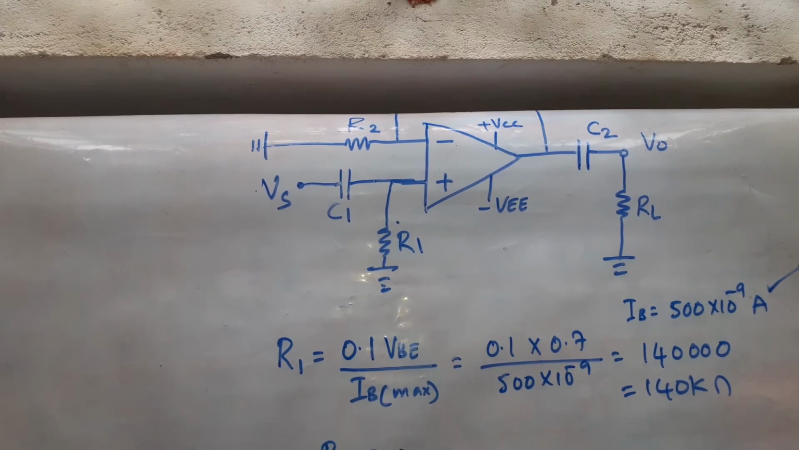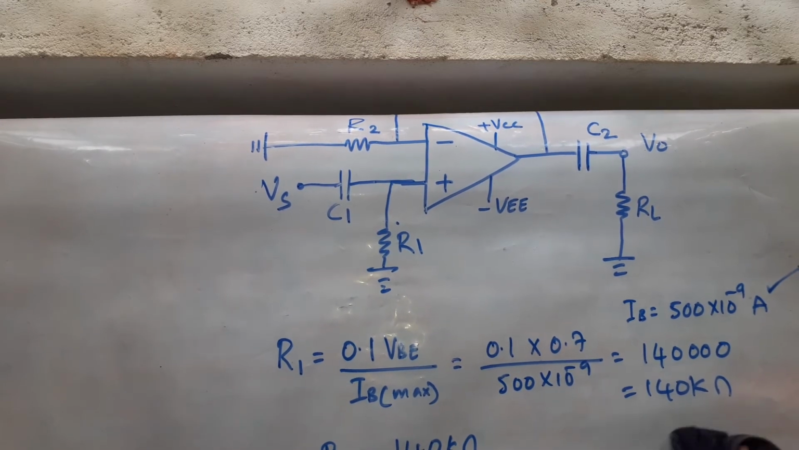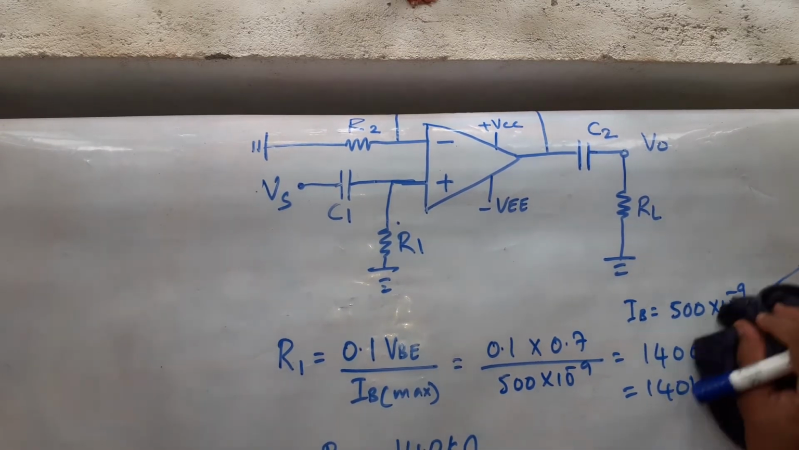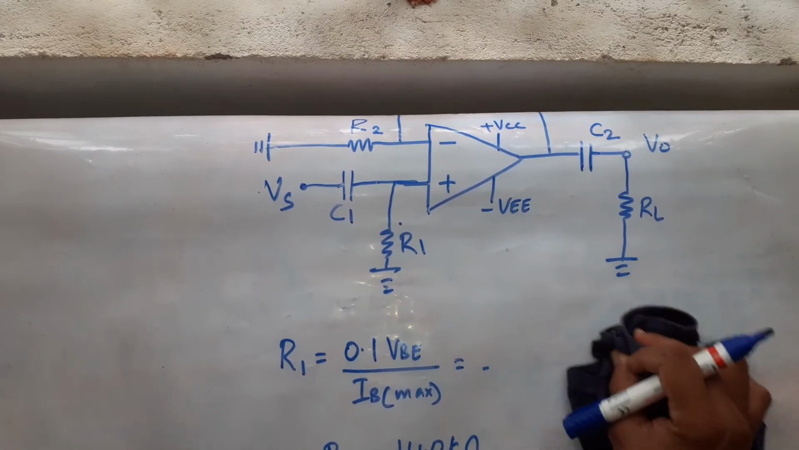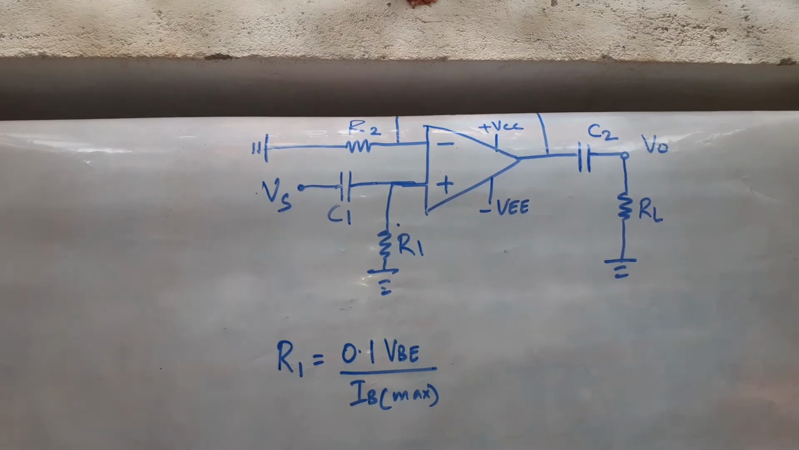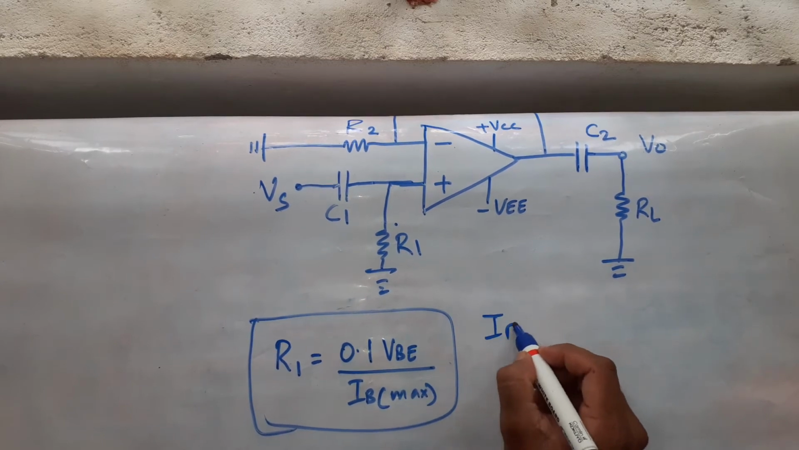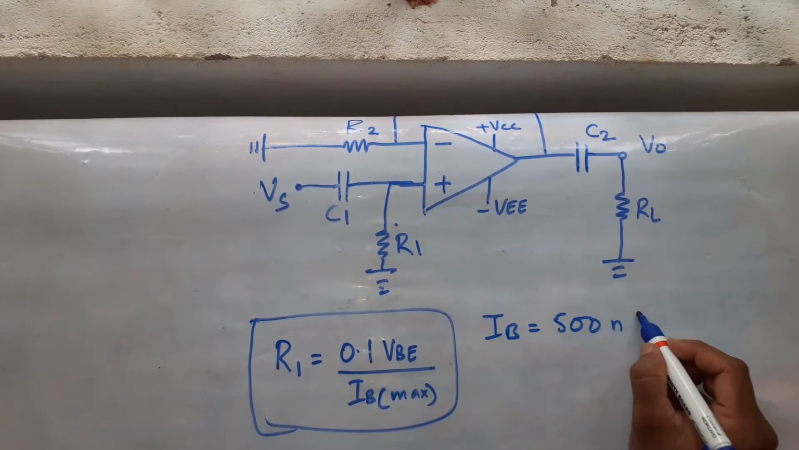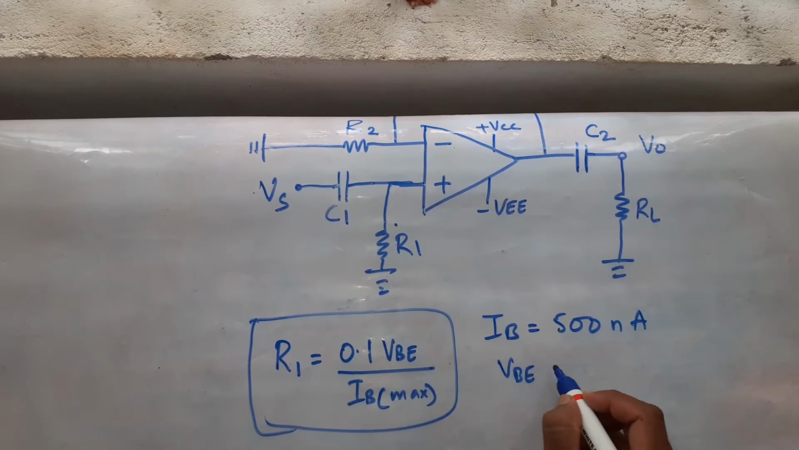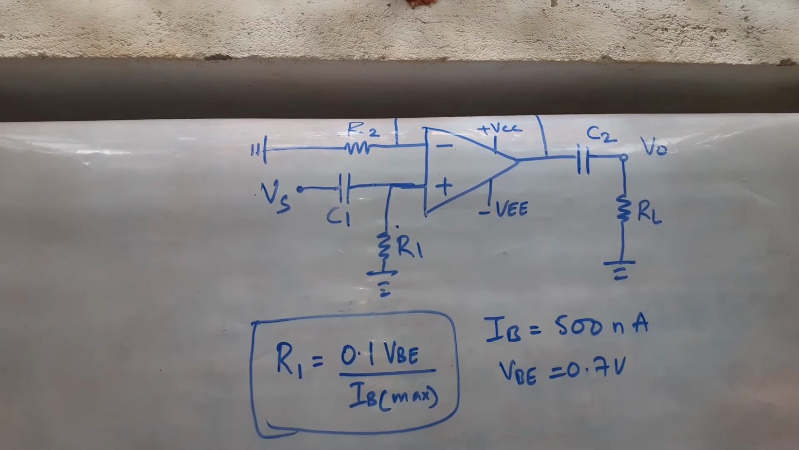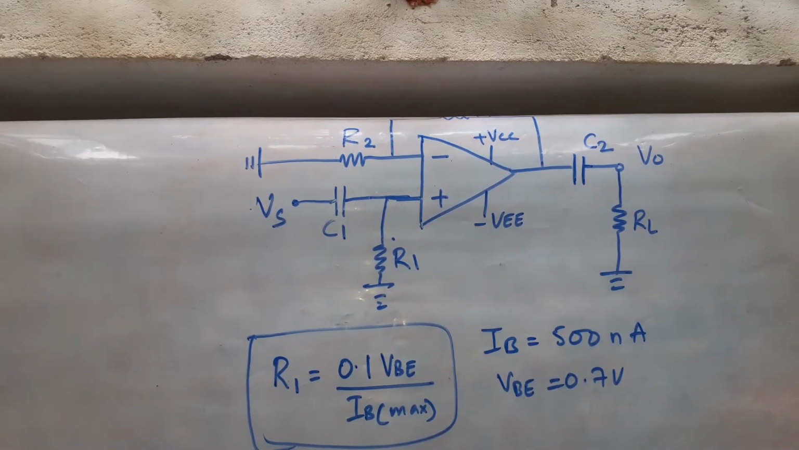So this may be your first problem. In most of the cases it will be 140k only. I want you to remember this. This is the formula: R1 equal to 0.1 VB IB max, where IB is 500 nano amperes and VB is 0.7 volt. Now this is about R1.